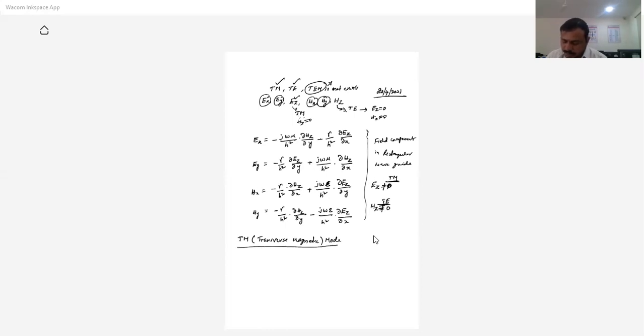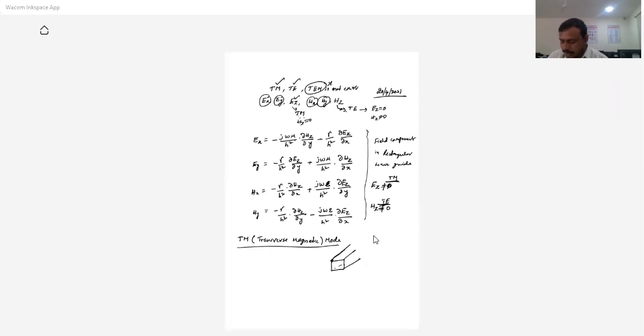So, transverse magnetic mode. I already told you about the transverse magnetic mode. Here I am assuming the wave propagation in the Z direction. That means if you take the rectangular waveguide, in the rectangular waveguide, I already told these things, so once again I am repeating.